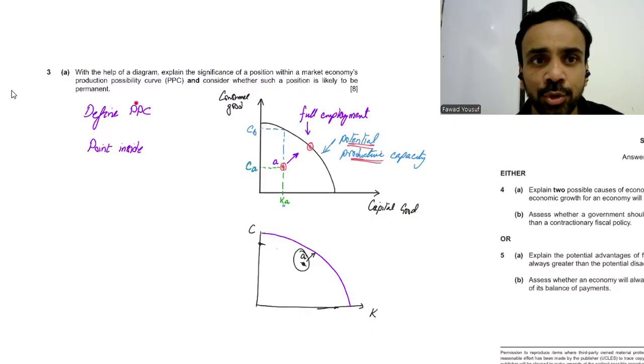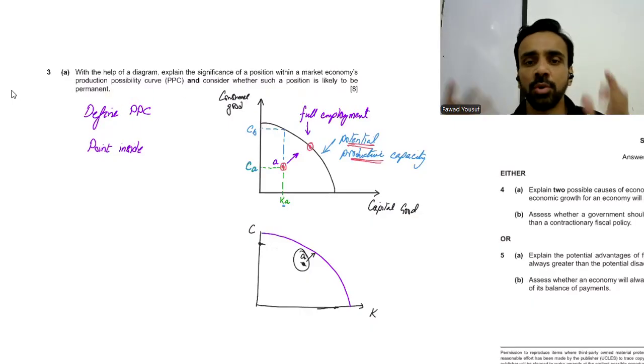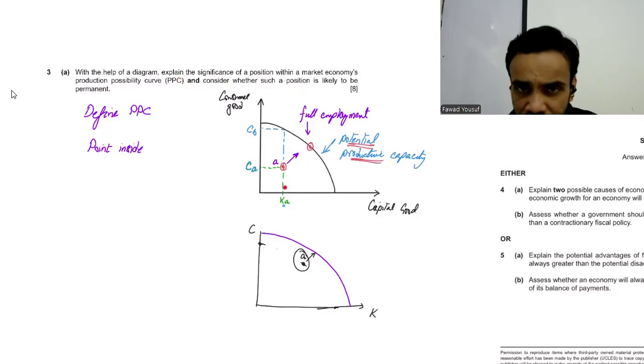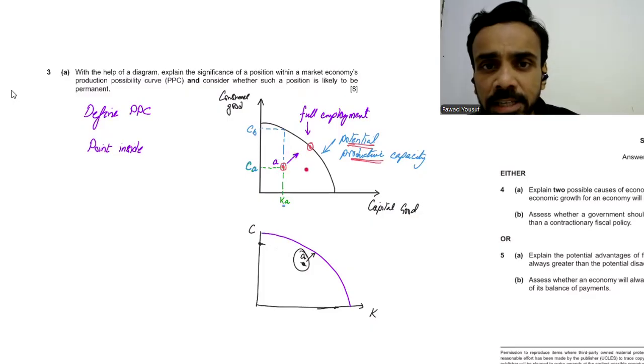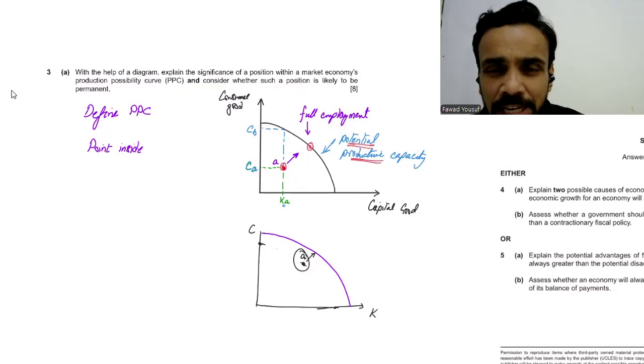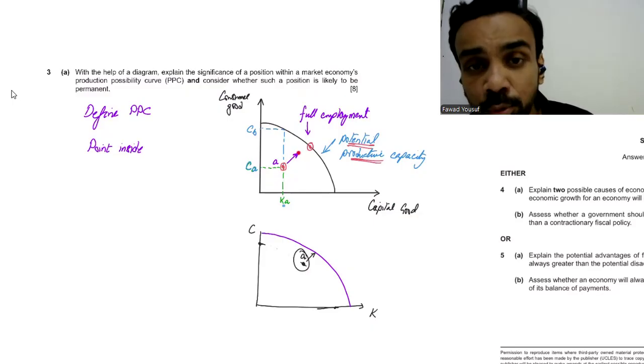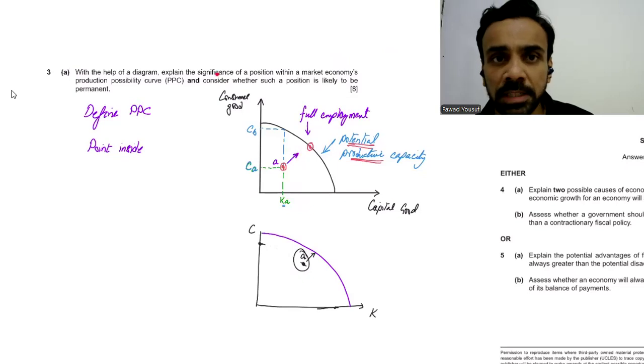But the question, the problem I have, is the significance of the position within a market economy, and is it likely to be permanent? So I am looking at this as a whole, and I'm seeing more of a discussion of inside versus on the curve. But I think, explain the significance of the position. Definitely, inside also, if there is a point A that shows unemployment, and if you go further in, that might show even higher unemployment, and a point on the right will show higher employment, right? Unemployment falling. So I think that might explain the significance of the position.